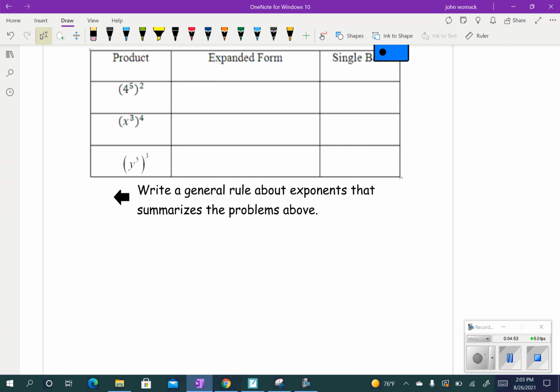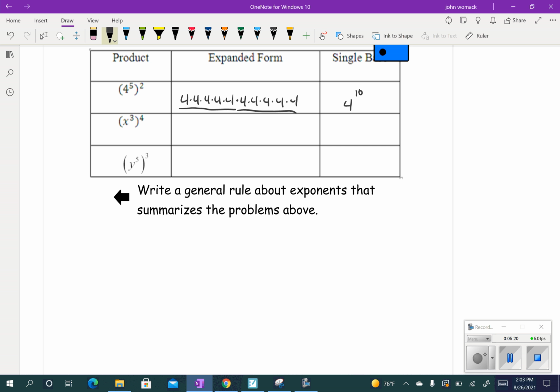So that 4 to the 5th squared means to take 4 to the 5th, so 4 times 4 times 4 times 4. Right, there's my 4 to the 5th right there, and I have to square it, so I have to times it by itself. So I have another 4 to the 5th. So 4 to the 5th times 4 to the 5th. Well, how many 4s am I multiplying together then? Write it with a single base. Count those up. It ends up being 4 to the 10th.